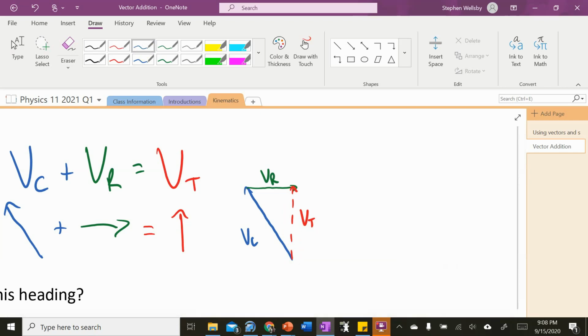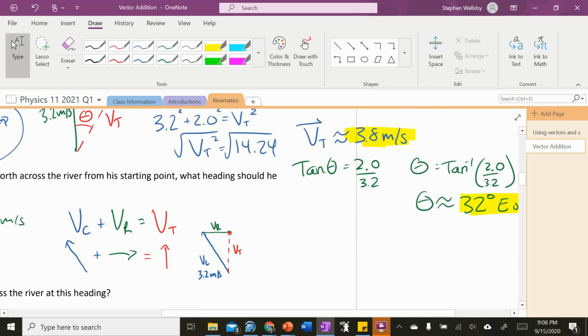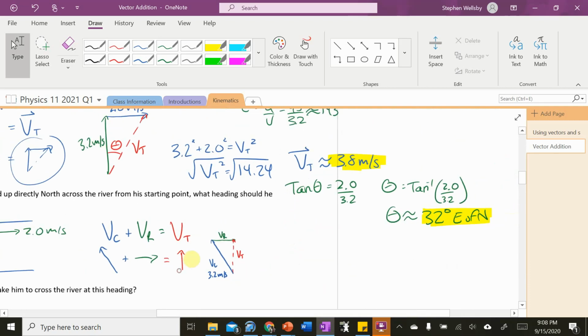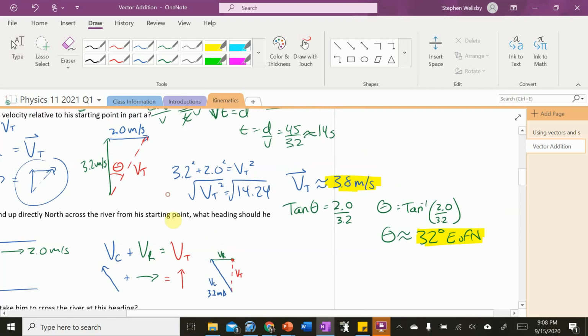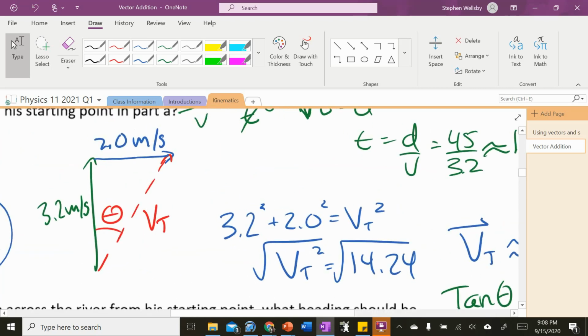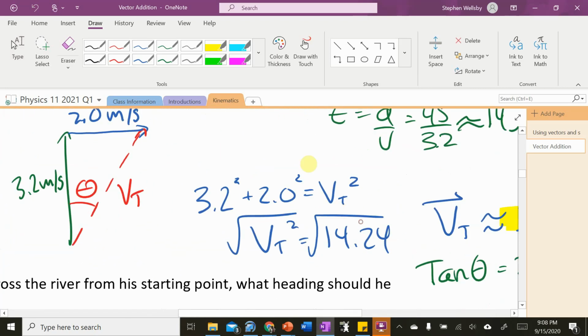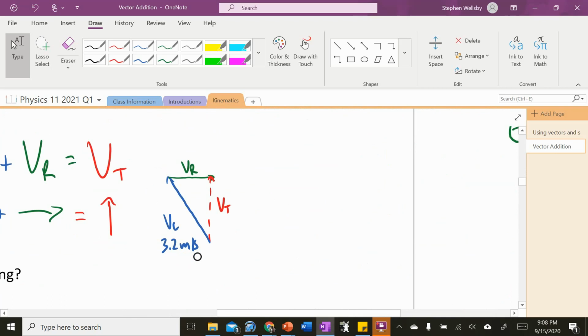Now, if we're trying to fill in our triangle, what are the sizes of these sides, or the sizes of these vectors? Well, this is going to be 3.2 meters per second. And you'll notice a big difference here. When we looked at this example here, what side was the hypotenuse on the previous question? So in the previous question here, the hypotenuse was the total velocity. But that's not always going to be the case. And in this case, it's in fact the canoe's velocity that's going to be the hypotenuse.